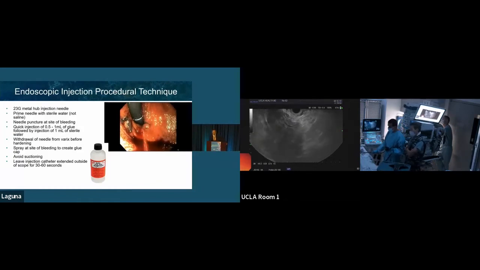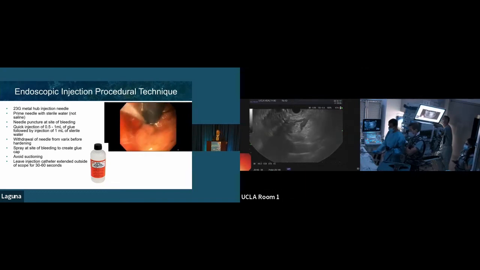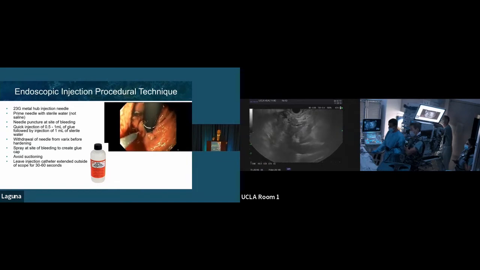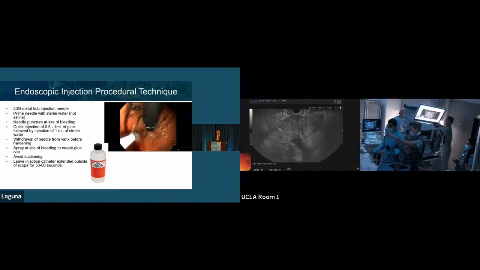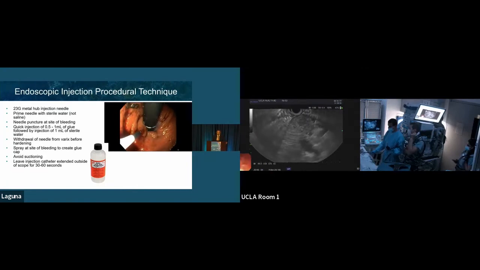So how do we do it? We'll use a metal tip type needle, generally a Carlock needle. We'll prime the needle with sterile water. We tend not to use saline, because saline, when it mixes with the cyanoacrylate, will actually lead to early polymerization and clog your needle pretty quickly. So we'll puncture the site, do a quick injection of the sterile water and then glue, and then we'll flush the needle through with sterile water again with another CFC. And then we'll withdraw the needle.